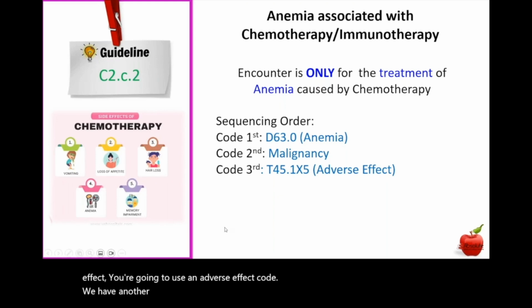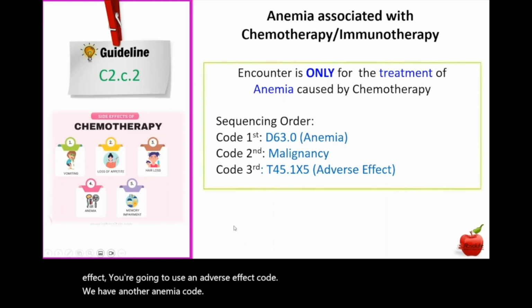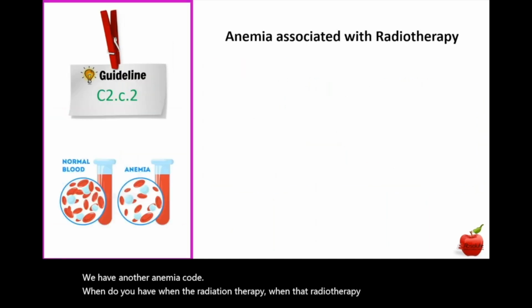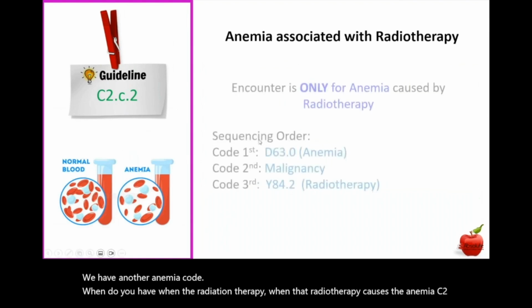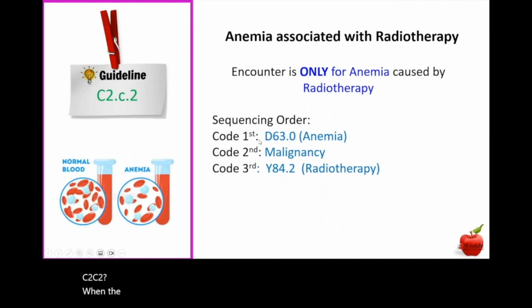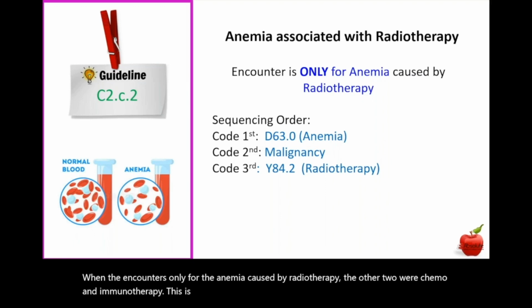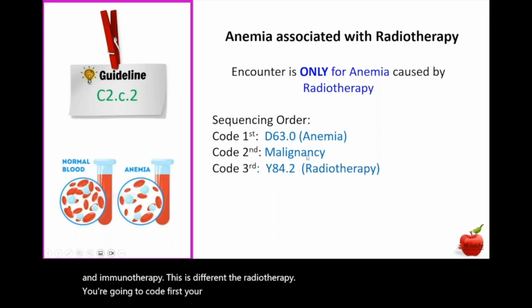We have another anemia code. When the radiation therapy, when that radiotherapy causes the anemia, C2.C2. When the encounter is only for the anemia caused by radiotherapy, the other two were chemo and immunotherapy. This is different. The radiotherapy, you're going to code first your anemia code, followed by the malignancy, and then third, radiotherapy.